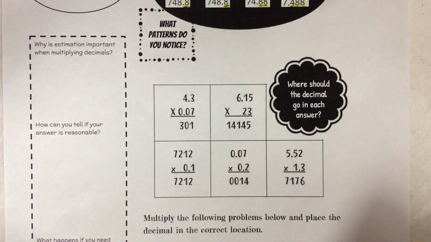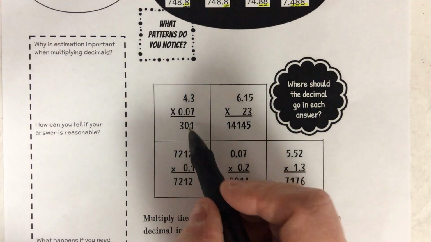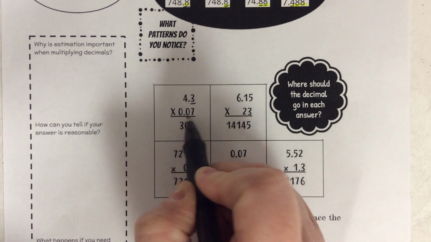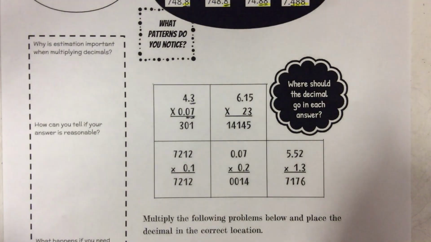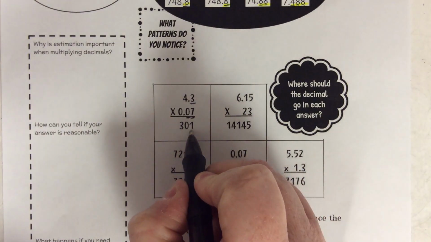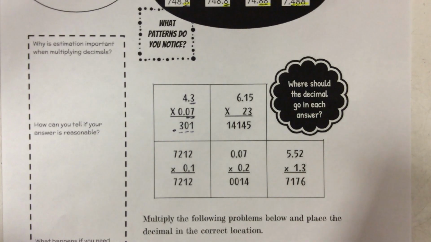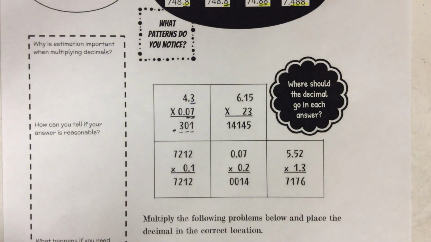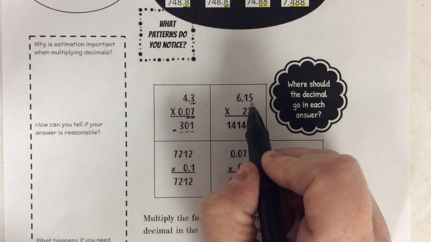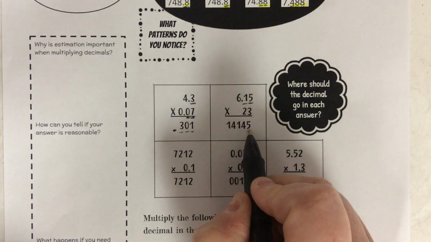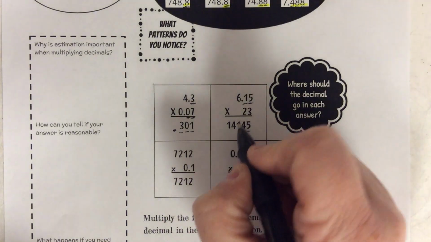Okay, so we go right down here, to this problem. All right, let's look at it. This problem right here has 3 decimal places. So when I multiply these, my answer would have 3 decimal places, and it would be 0.301. This one right here has 2 decimal places.